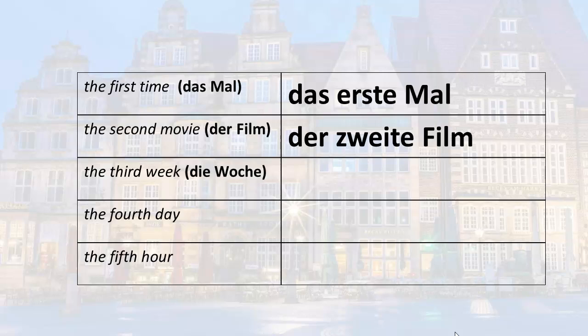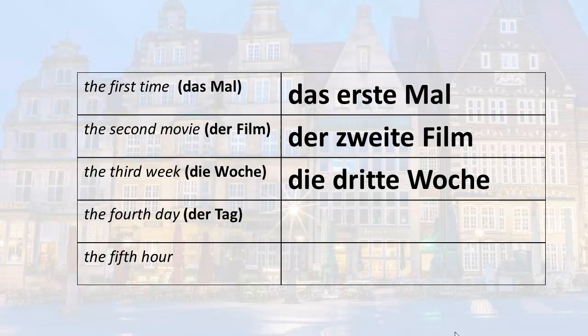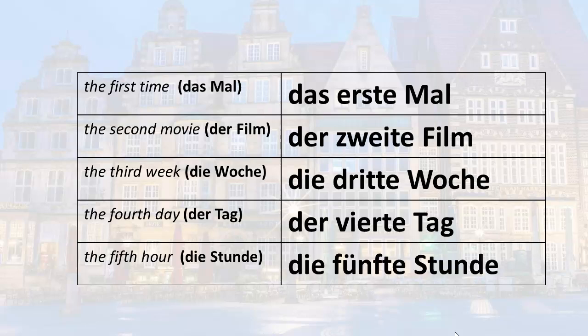The third week. Week is die Woche. Remember, third is dritte, so insert dritte between die and Woche, and you have die dritte Woche, the third week. The fourth day, the word for day is der Tag, and remember fourth is vierte, so insert vierte between der and Tag, and you have der vierte Tag. The fifth hour, the word for hour is die Stunde. Remember fifth is fünfte, so we have die fünfte Stunde.